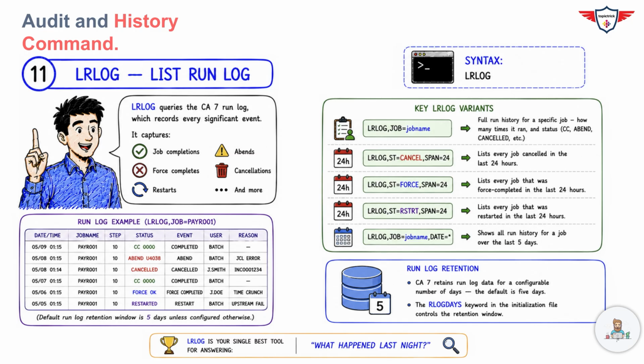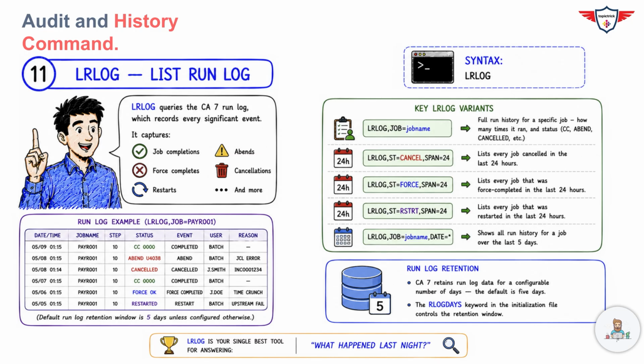So the first one is LRLOG, comma, job equals job name. And when you execute this command, it will actually show a full history of a specific job, how many times it ran, and whether it completed, abended, or was cancelled. The next variant is LRLOG, comma, ST equals cancel, comma, span equals 24. So this command will actually list every job cancelled in the last 24 hours.